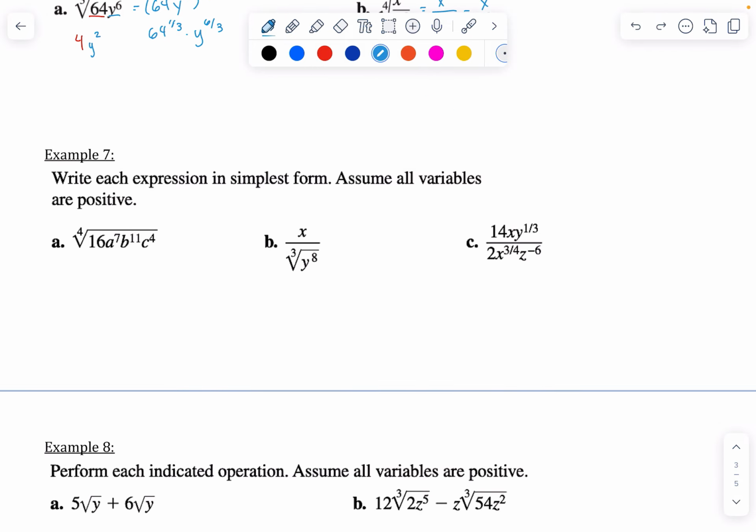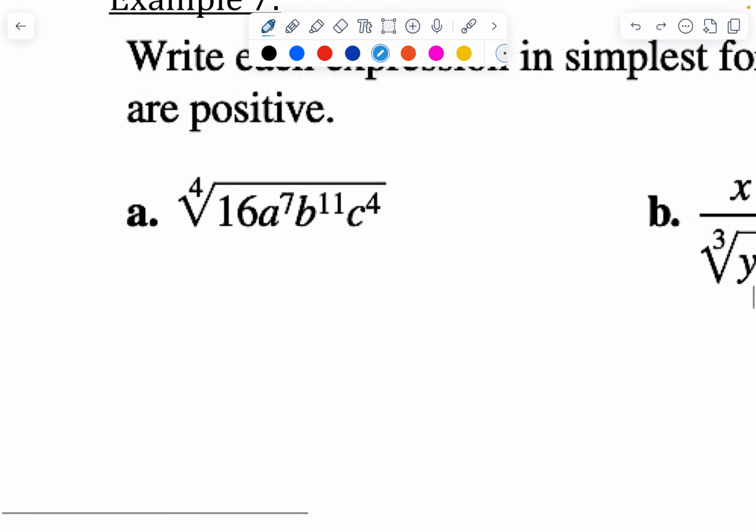Okay, now in this case, this is where we see how to approach a problem where they're not perfect fourth roots or not perfect cube roots and so on. So again, just break it into pieces. I have 16. What number multiplied by itself 4 times gives me 16? 2. Okay. A to the 7th. What quantity times itself 4 times gives me a to the 7th? Well, nothing. Okay, so here's where I have to break it apart.